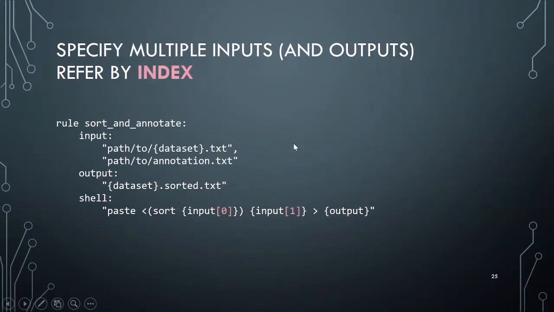You can also specify multiple inputs and outputs. In this case, sort and annotate is the rule name. The input there are two, which are comma separated. You have one that has a wildcard, one that doesn't, and then the output is just dataset.sorted.text.